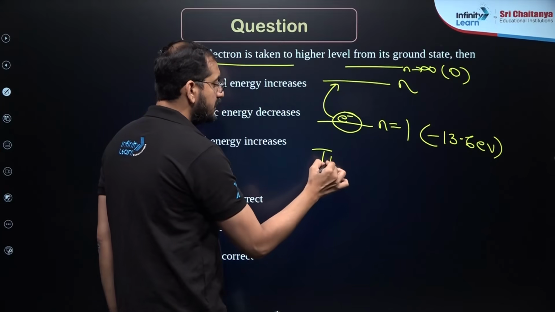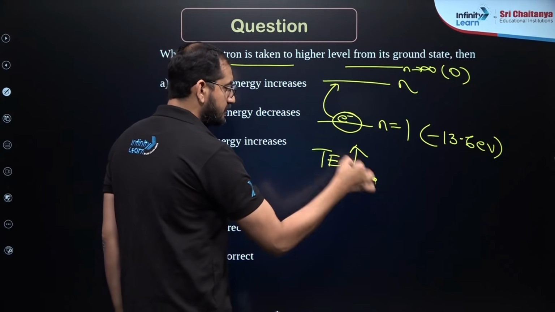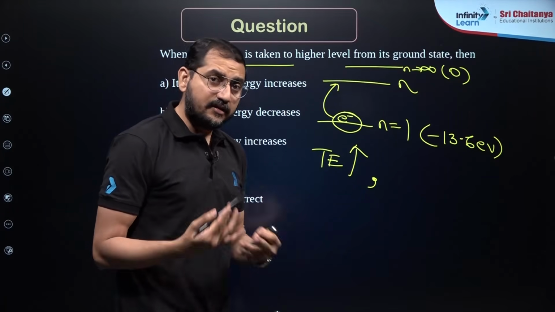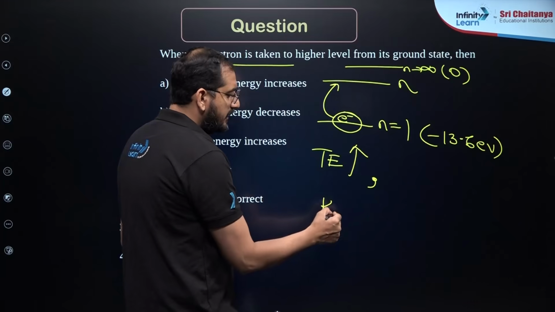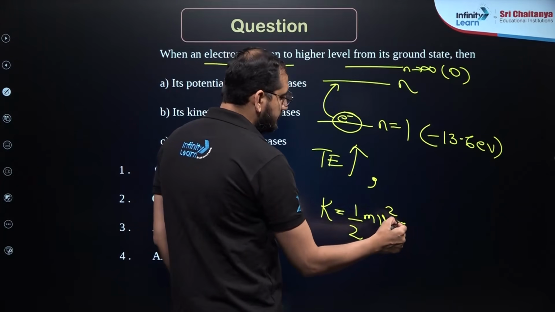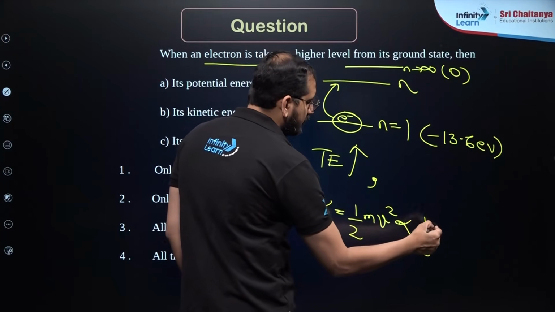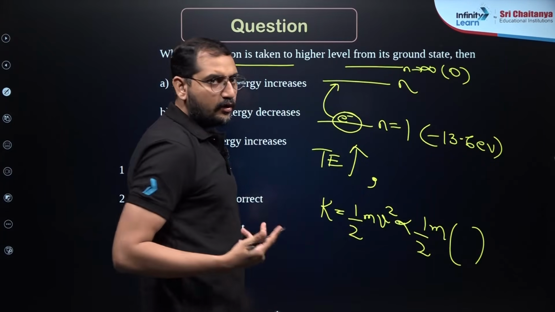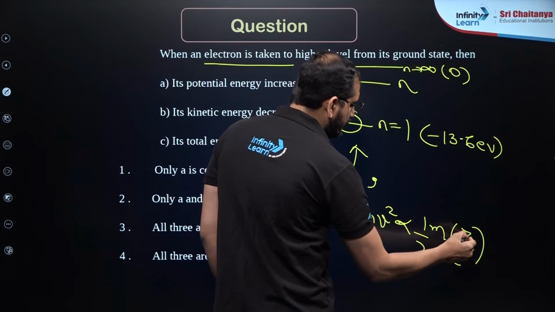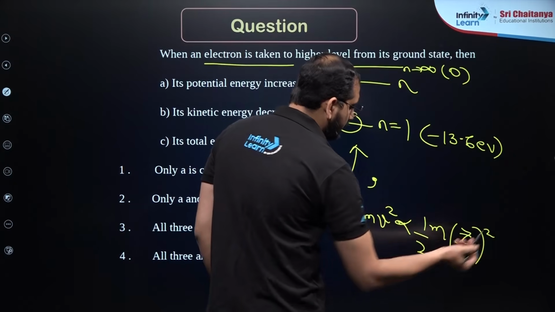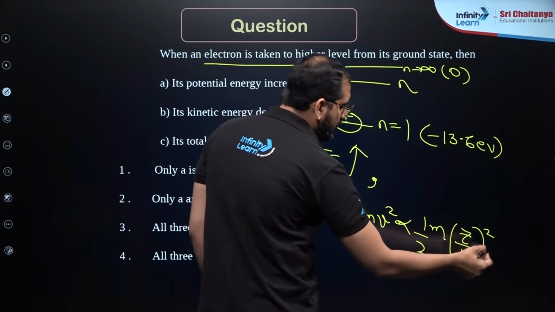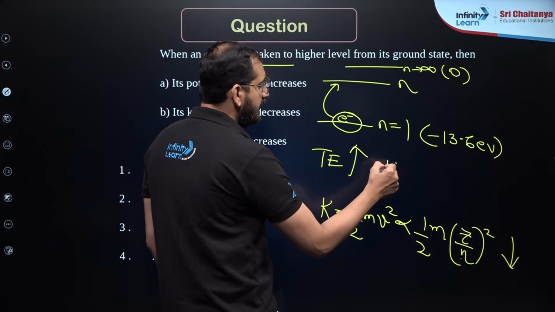So total energy increases. That's how we'll think about total energy. Let's think about the kinetic energy. We know that the kinetic energy formula in general is half mv square, and we also know that the velocity of that electron can be written as v naught into z by n, and this whole square thing, right? So from here I can see that as the value of n is increasing, the value of k is decreasing, so kinetic energy decreases.